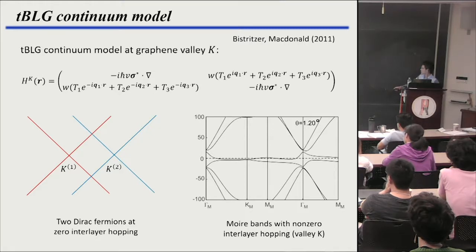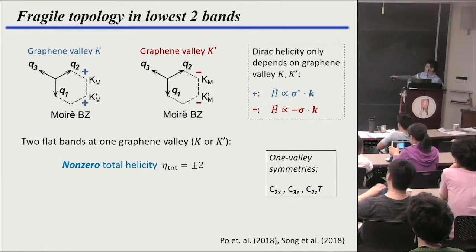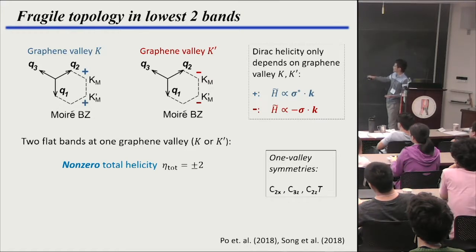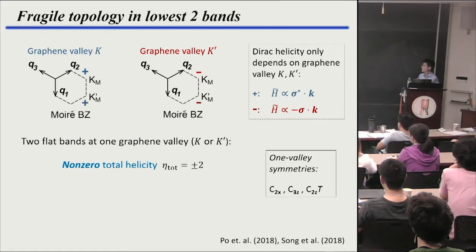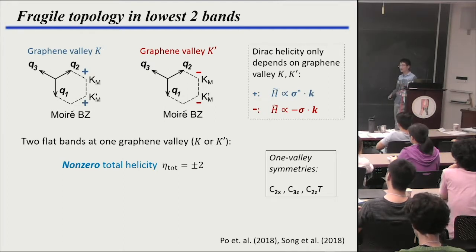And another feature is, remember that these two Dirac fermions have the same helicity. Basically, it means if you look at the effective k·p Hamiltonian near the K point and K prime point of the Moiré Brillouin zone of the same valley, they will have the same helicity. This is usually not possible for a tight-binding model. Whatever two-band tight-binding model you have, you always get an equal number of helicity plus and helicity minus. So this is actually a non-trivial part of the lowest two bands.